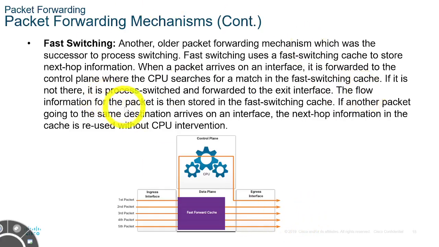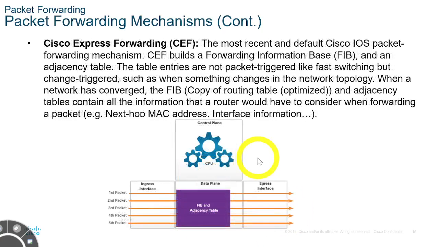So the flow information for the packet is then stored in the fast switching cache. If another packet going to the same destination arrives on the interface, the next hop information in the cache is reused without CPU intervention. So, as I told you, next time for this packet, we don't use the CPU. The CPU will search here and find the match, then it forwards immediately this way, okay? Cisco Express Forwarding, what does it mean?